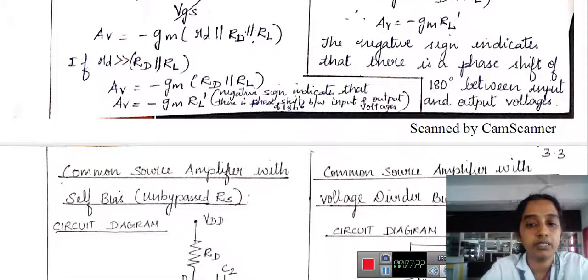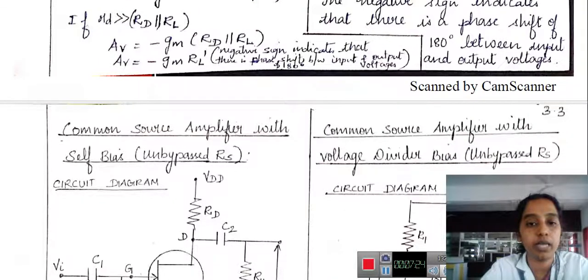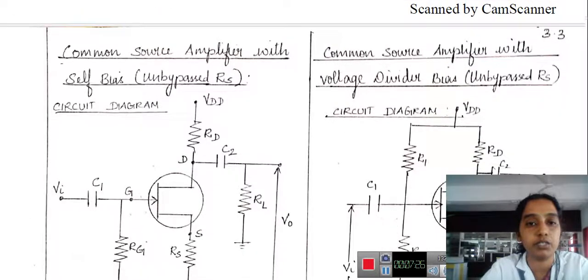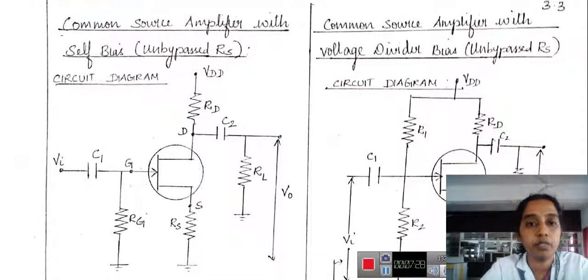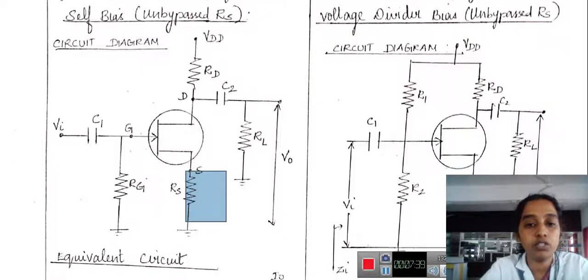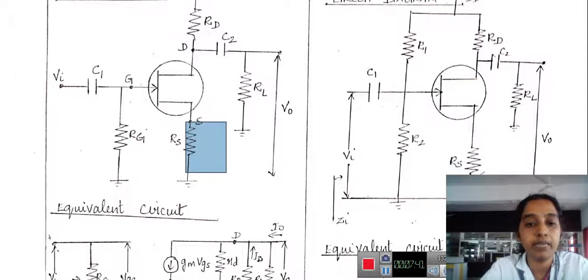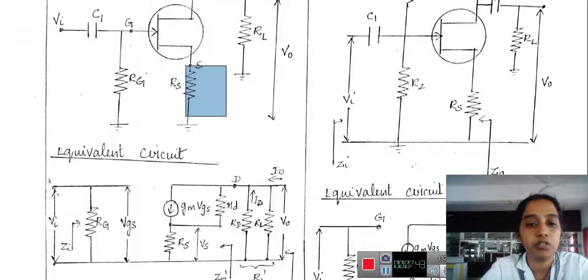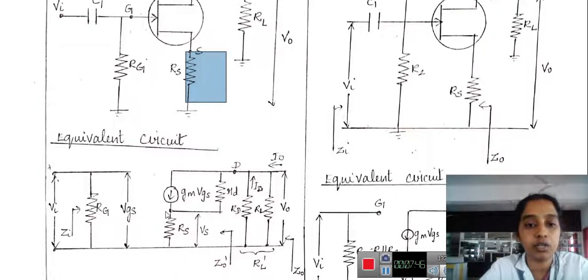So next we can see the common source amplifier with unbypassed condition. First we saw the bypassed. Here in unbypassed, I am not going to bypass this source resistance using a capacitor. So there will be a voltage drop, so the gain will be affected. So I need to consider the drop in the equivalent circuit. So I have included the value of source resistance.